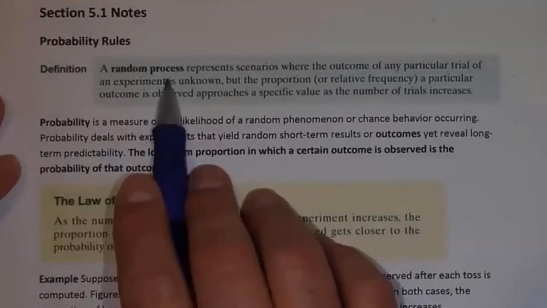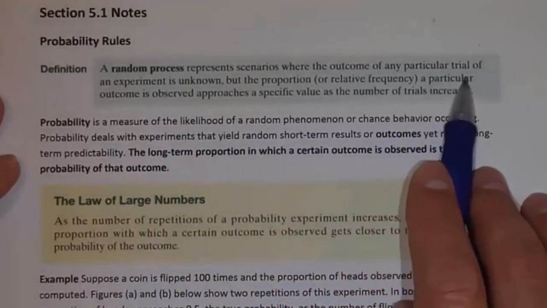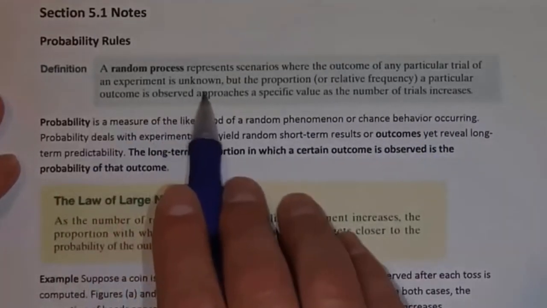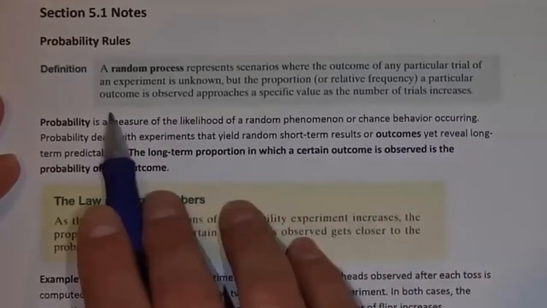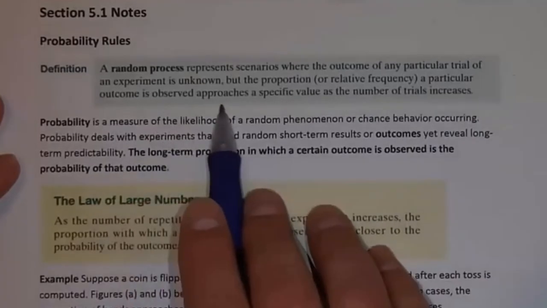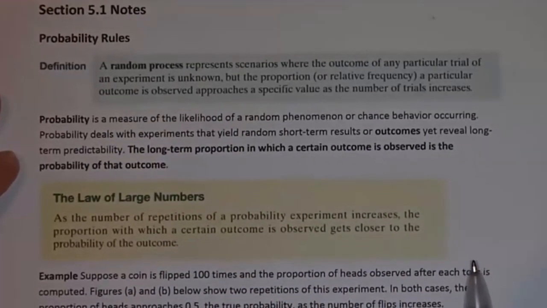Definition: a random process represents scenarios where the outcome of any particular trial of an experiment is unknown, but the proportion or relative frequency of a particular outcome observed approaches a specific value as the number of trials increases. What does that mean? I know that when I flip a coin, half the time it should land on heads and half the time it should land on tails, right? So the probability of landing on heads should be 1/2.